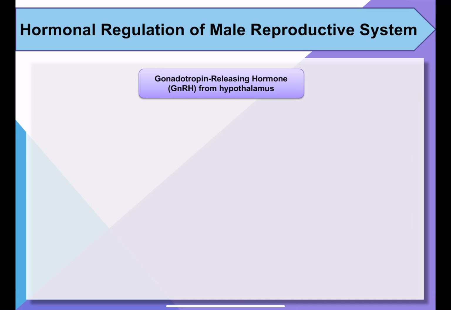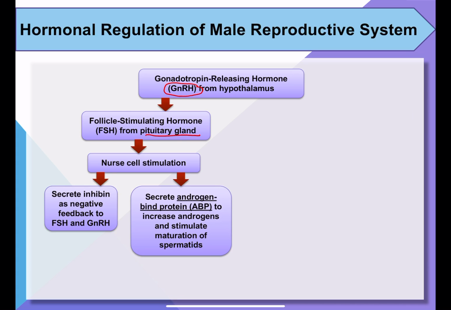Again, there's a whole hierarchy system where you begin producing hormones at the hypothalamus level, which is gonadotropin releasing hormone, which then will stimulate your pituitary gland to make follicle stimulating hormone, or the FSH. FSH will stimulate nurse cells, which then will secrete androgen binding protein to increase the production of androgens, which is male sex hormone, and stimulate maturation of the spermatids to become mature motile sperm.